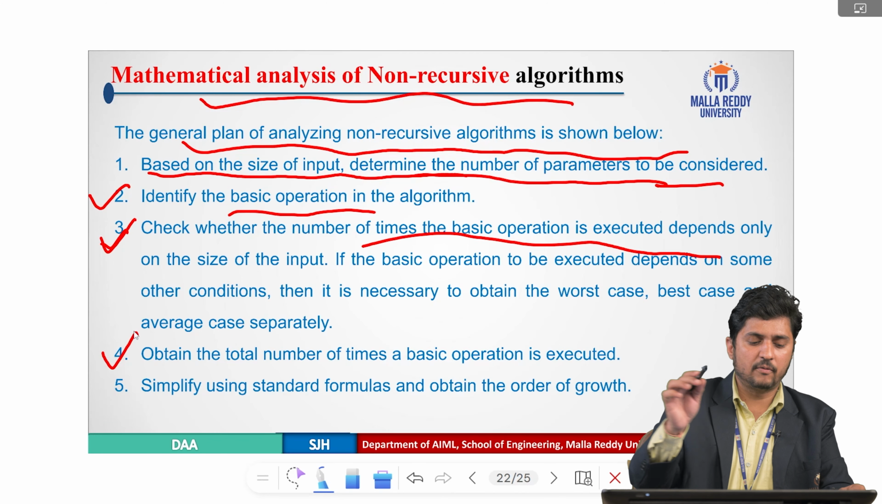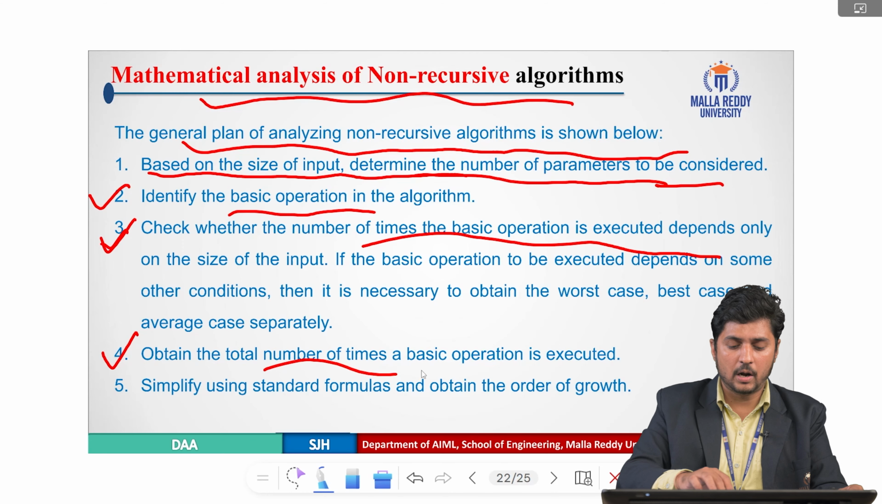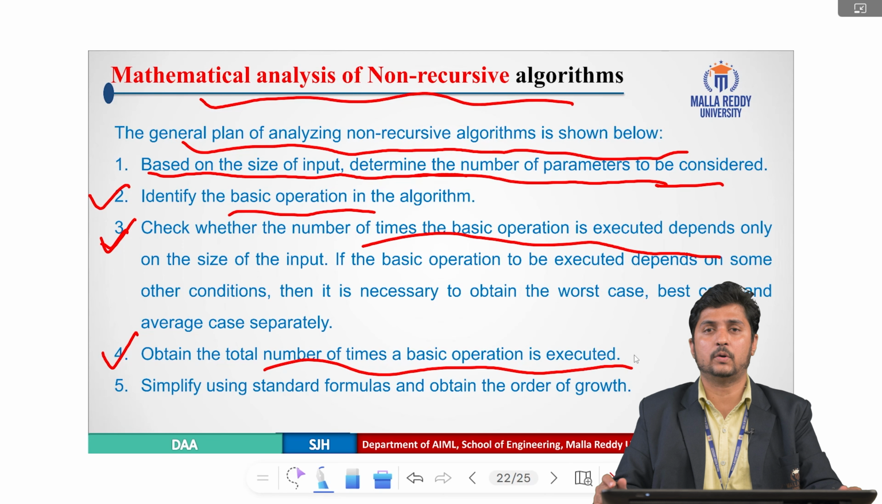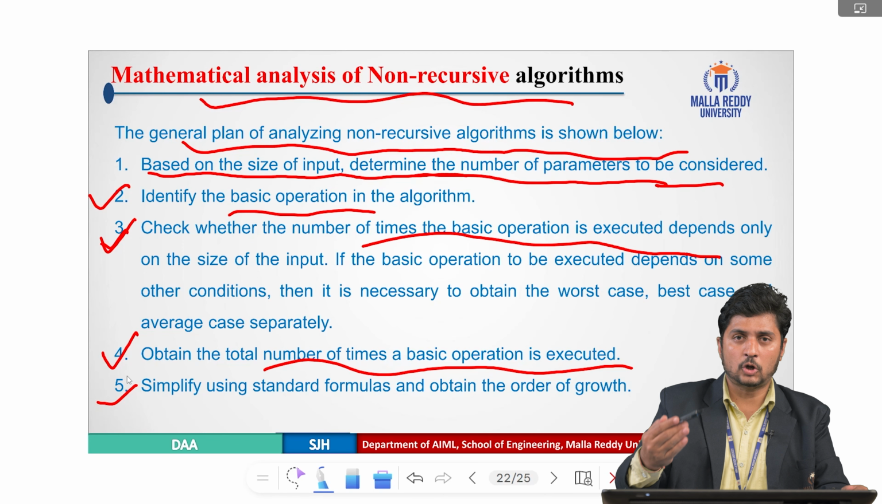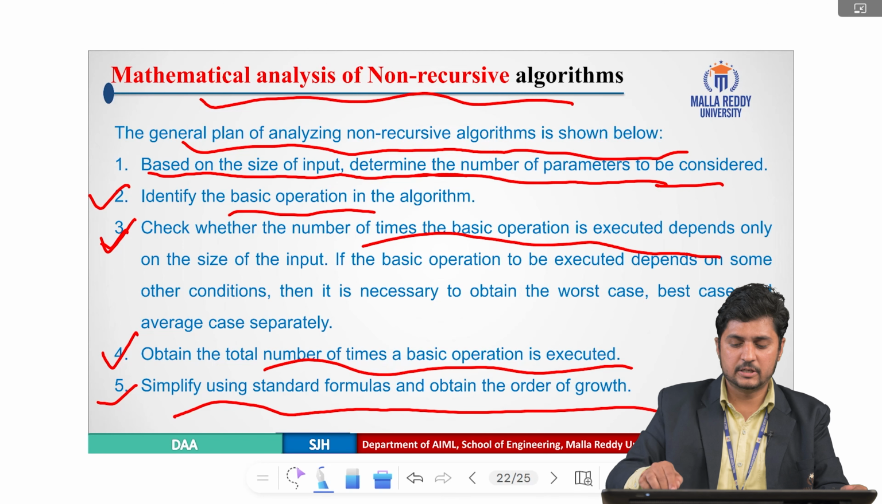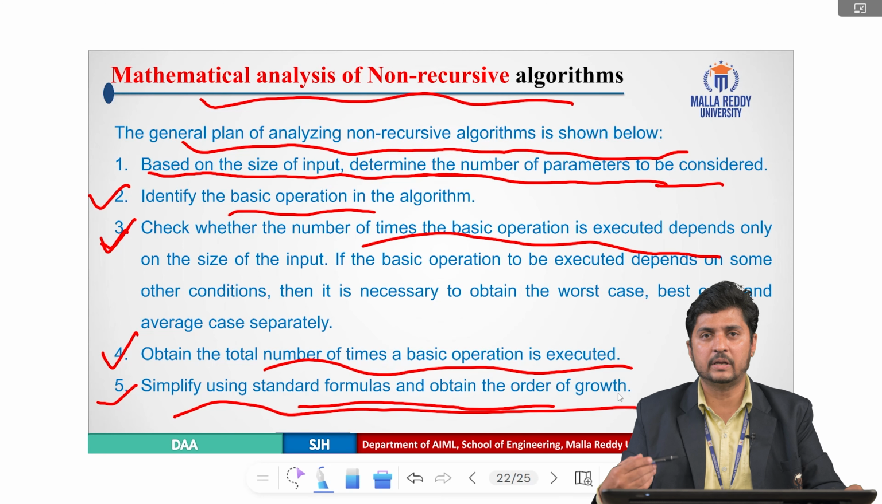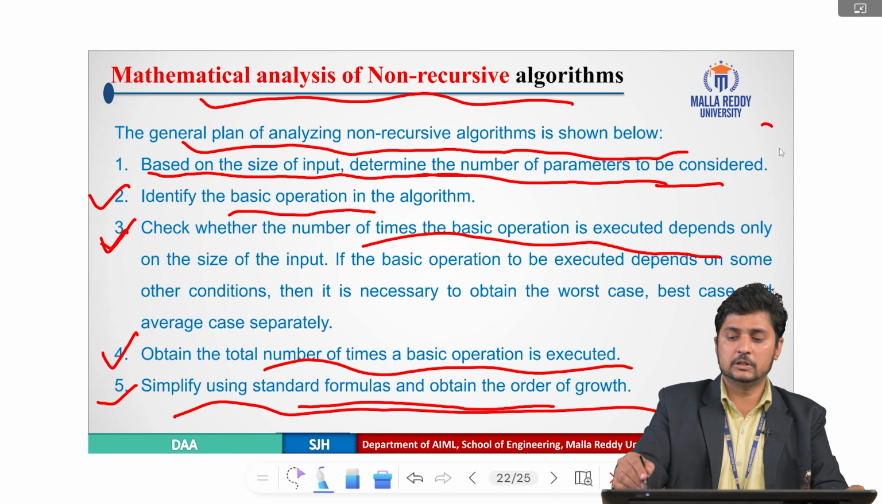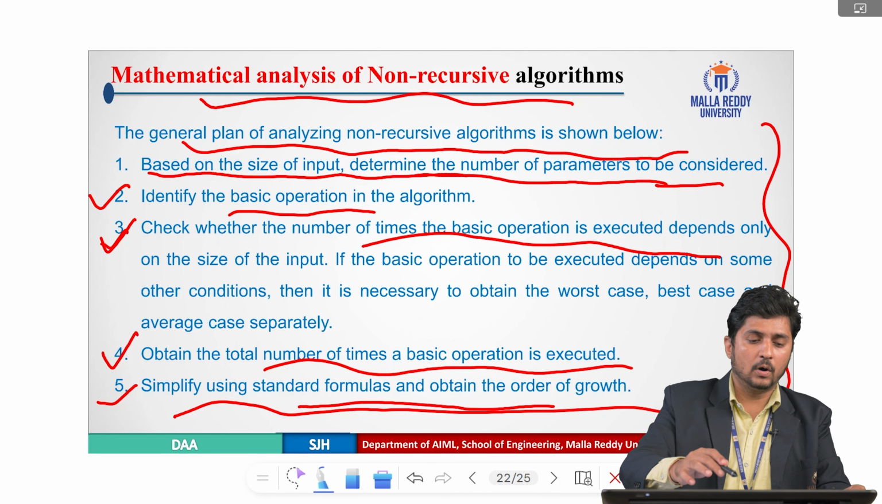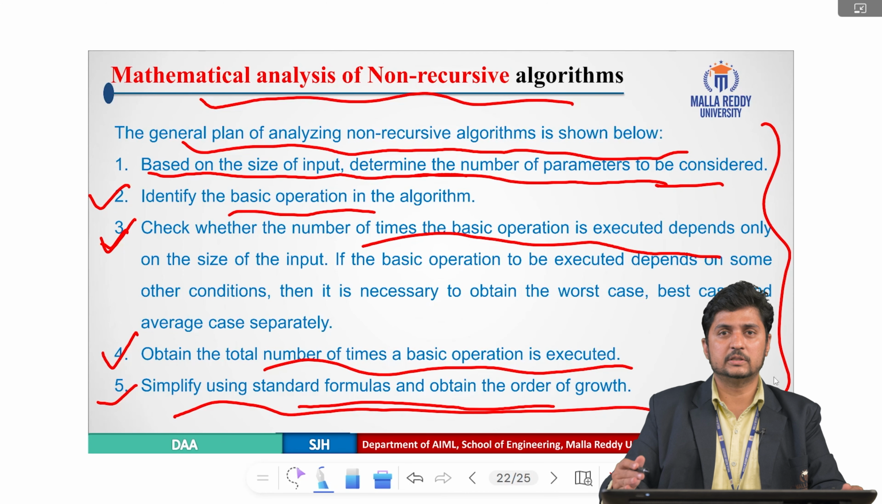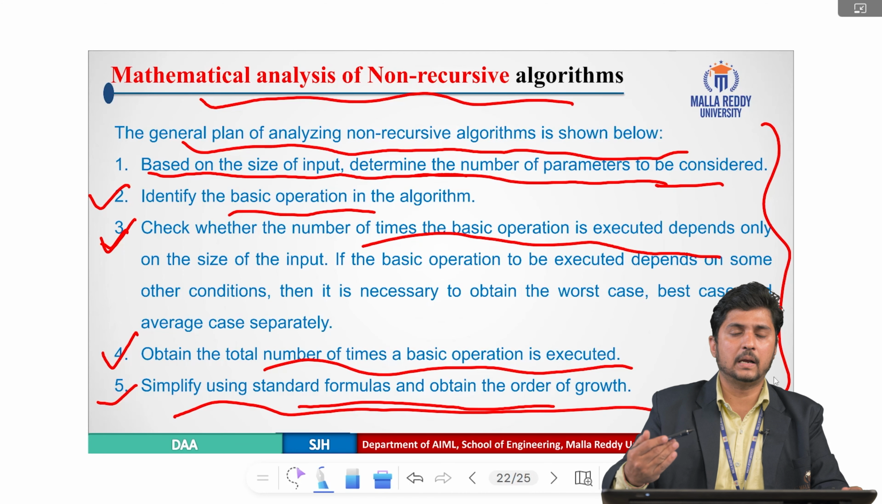Coming to step number 4, we need to obtain the total number of times the basic operation is executed. That means we need to go for summation. Finally, we need to simplify that summation using standard formulas in order to obtain the order of growth for that particular algorithm. So this is the overall general plan for mathematical analysis of non-recursive algorithms. Similarly, we'll have a mathematical analysis for recursive algorithms as well.